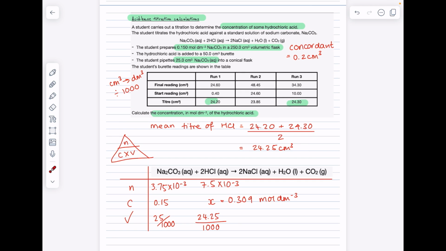So very similar to what we had to do at IGCSE and GCSE. The only real difference is making sure you can identify the concordant results and therefore use those results to find the mean titer.